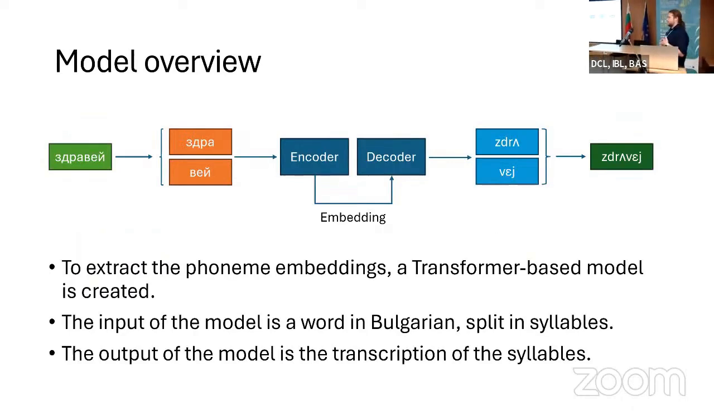We used a fairly straightforward transformer model, which is fed a Bulgarian word, split into syllables. Then the model has to output the transcription of each syllable before the syllables are connected back to a single word. The main thing I want to highlight here is that we take a word, we split it in syllables, and we work with each syllable separately. And the output, again, is a set of syllables that we can connect together again in the right order.